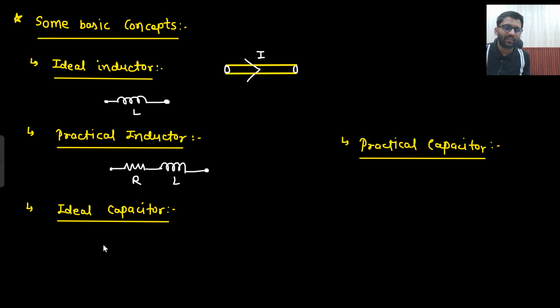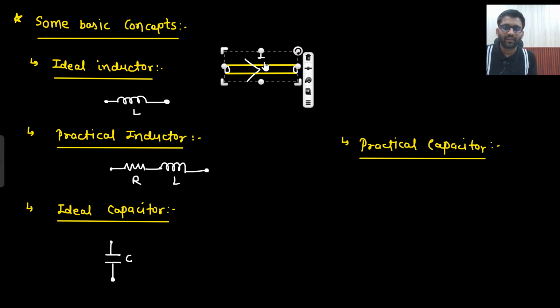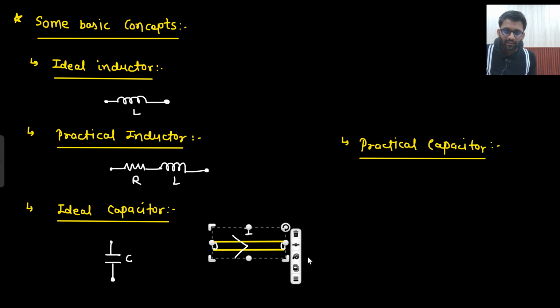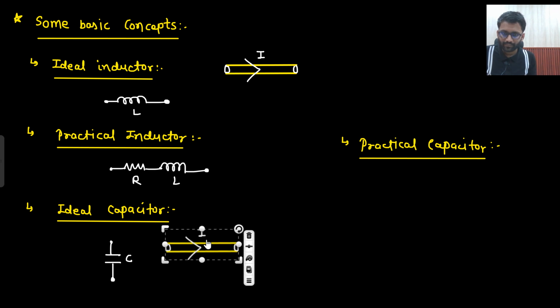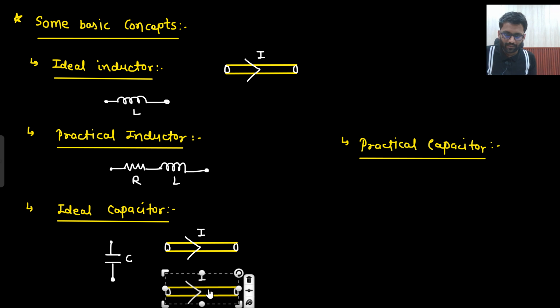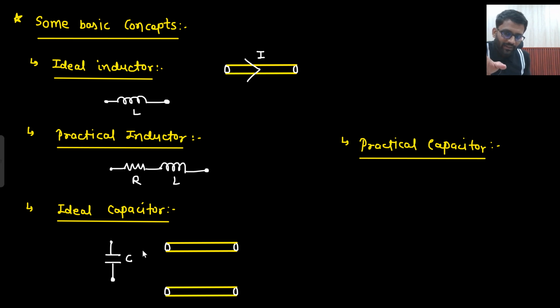How do you make a capacitor? This is how you make a capacitor. When can a capacitor come into action? So let's just say these are two wires. Okay, these are two wires. Now the wires are excited by a source.